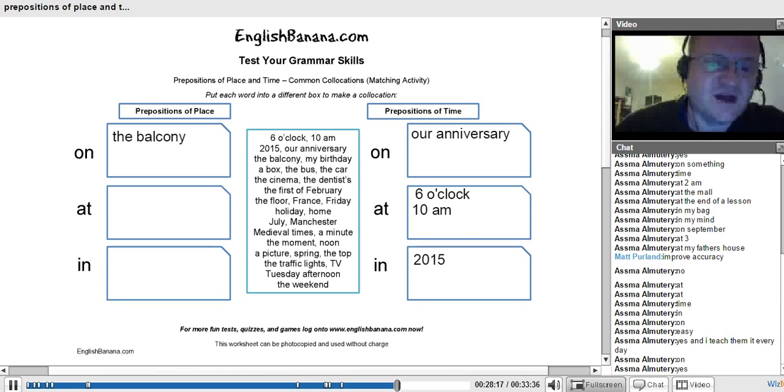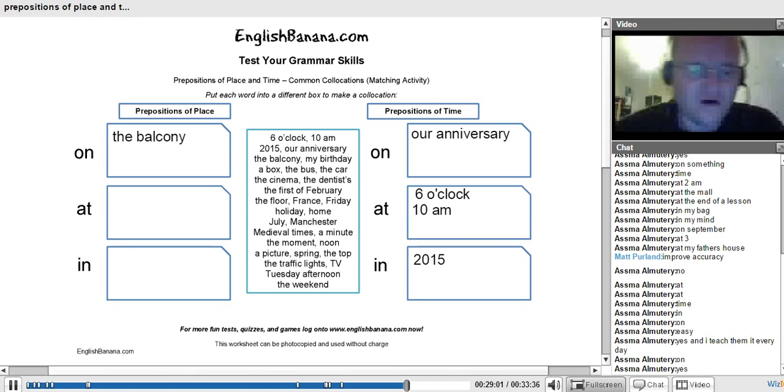Another option for this is to have three corners of the room. One is on, one at, and one in. And you say the place or time, for example, Manchester. And everybody has to run to this corner, which is designated in. Maybe you've got it on a big piece of paper. In. And whoever is the last one to get there will be out of the game. Or anybody who doesn't go to the right place can also be out of the game.